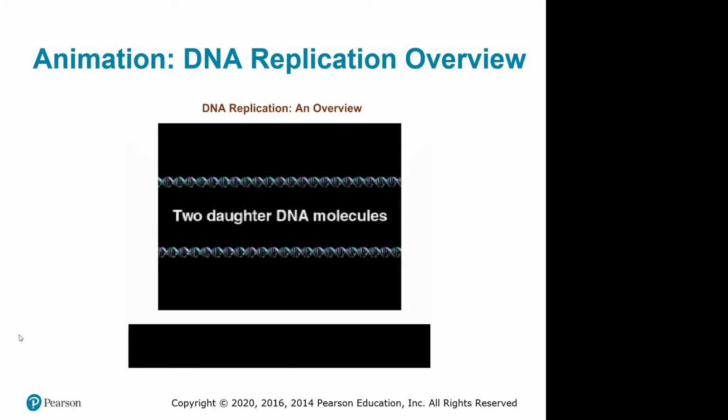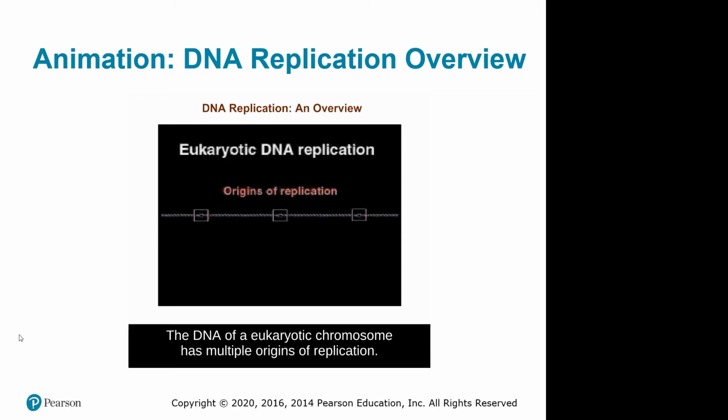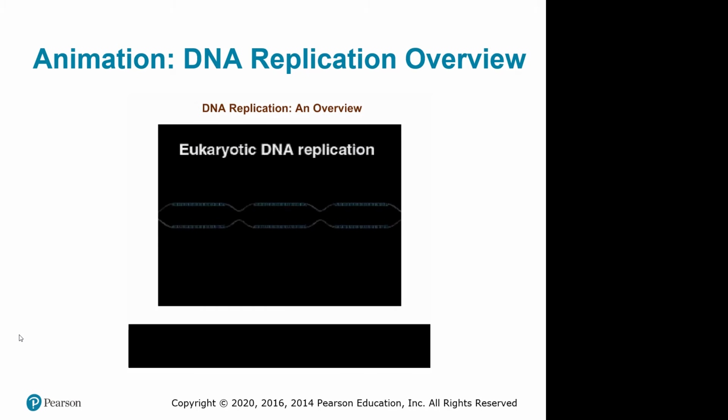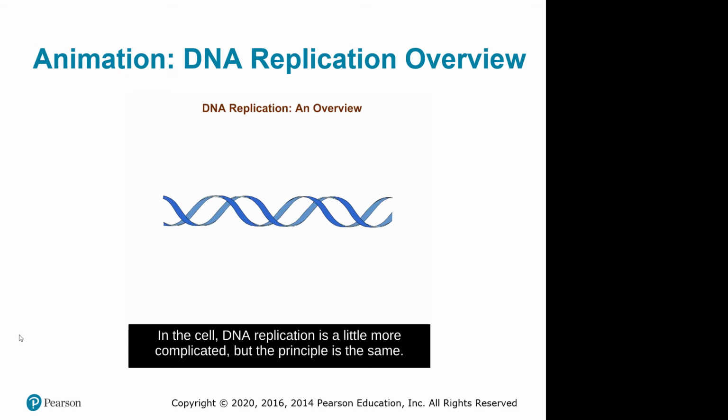Each of the two daughter molecules consists of one old strand, shown in purple, and one new strand, shown in green. The DNA of a eukaryotic chromosome has multiple origins of replication. The multiple replication bubbles allow this very long molecule to be copied quite quickly, resulting in two daughter DNA molecules. In the cell, DNA replication is a little more complicated, but the principle is the same.